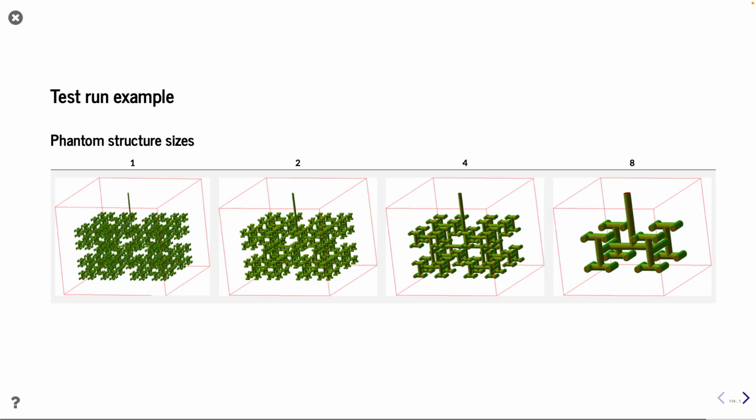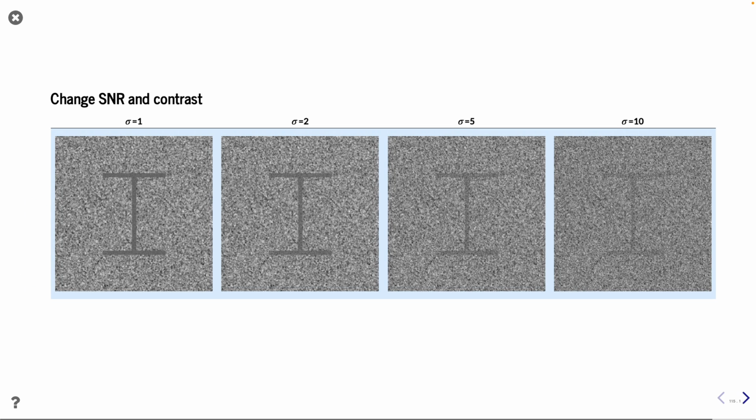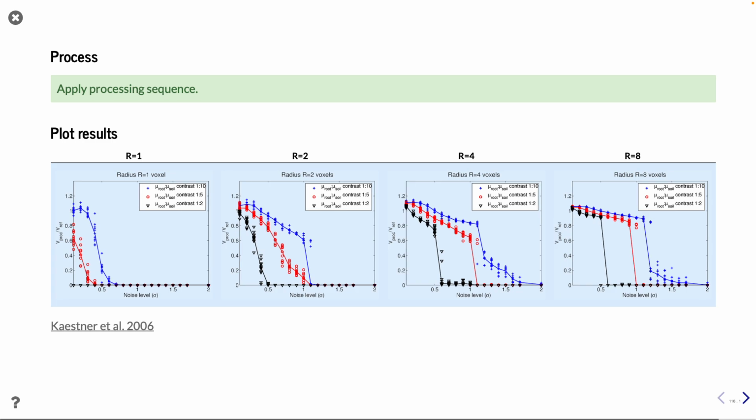And for that, here is a test run example where I had different structure sizes, and I tried to detect them as well as possible. And those I played again also with the signal-to-noise ratio and contrast, combined with the sizes, and that gave me then a test result showing different noise levels and how well it responded at different signal-to-noise ratios, also for different sizes of the structures. And yeah, that was the outcome that I used to see how well my algorithm was actually working.